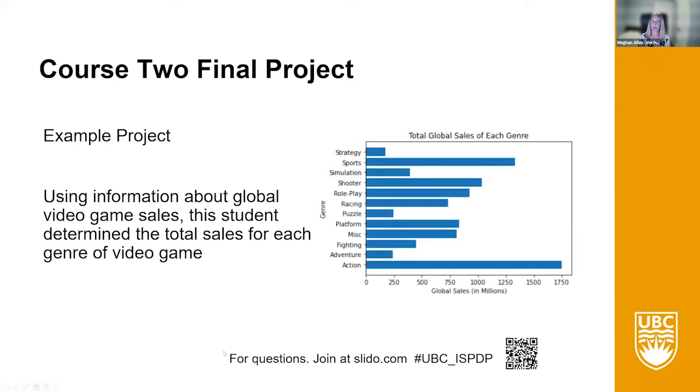So as one example project, this student chose to use information about global video game sales. And what they wanted to know was, what are the total sales for each genre of video game? So they had a CSV file with a bunch of information in it. And then the graph on the right is the end result of their program. So that was the graph that was created.